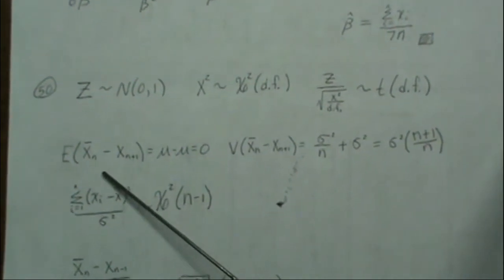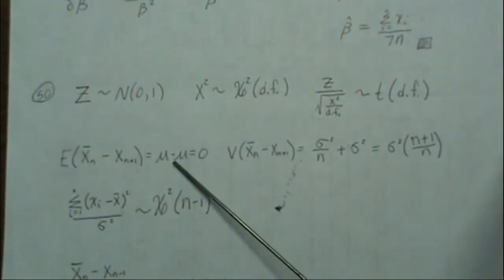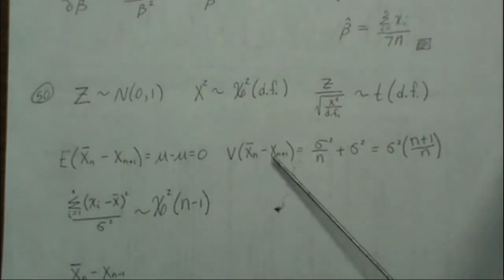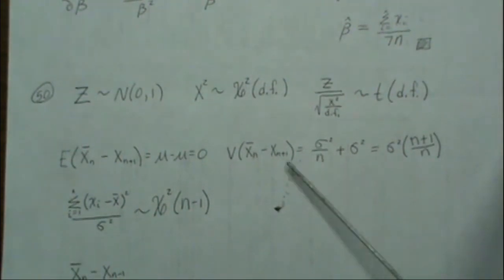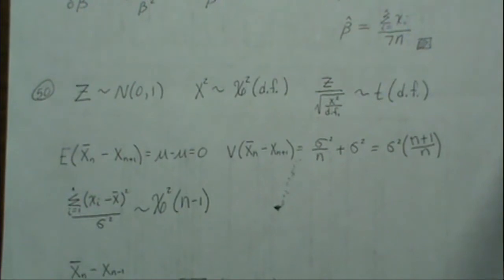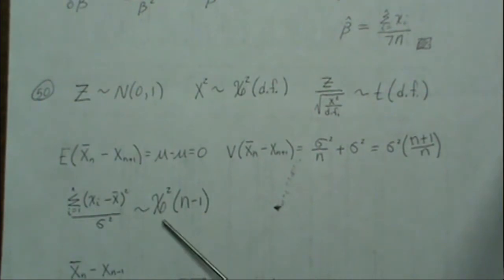So let's find the expected value of it. Expected value of this minus this is just mu minus mu, which is 0. The variance of these two, now they're independent, so there's no covariance, is the variance of the first one plus the variance of the second one. Factor out a sigma squared, we get sigma squared times n plus 1 over n. Now, this sum here divided by the true variance is a chi-squared with n minus 1 degrees of freedom.